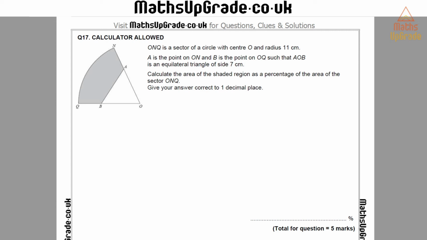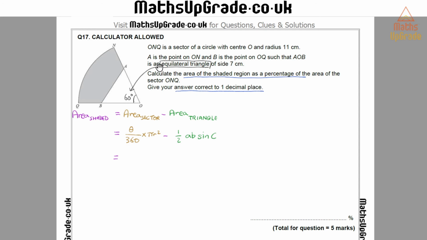So I'm going to find the area of this shaded region here by finding the area of this entire sector and subtracting the area of this non-right angle triangle. When I've done that, I then need to write it as a fraction of the area of the whole sector and then turn it into a percentage.